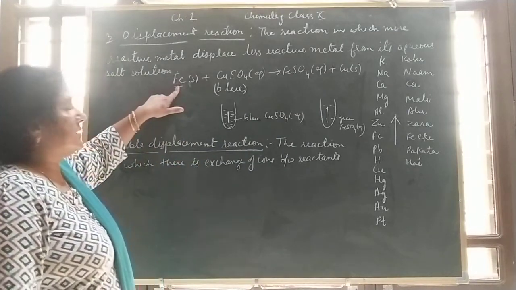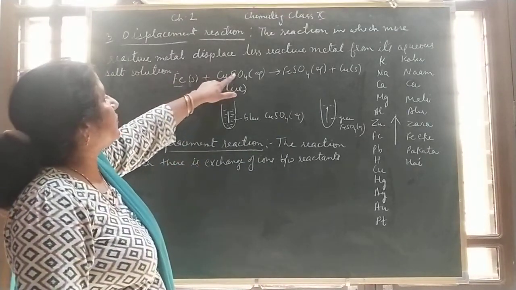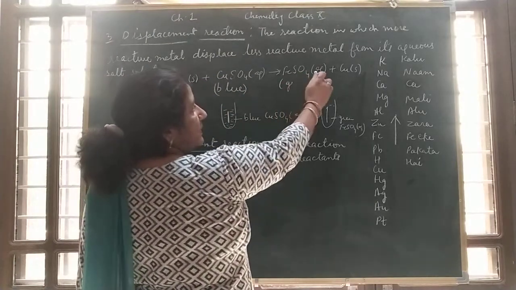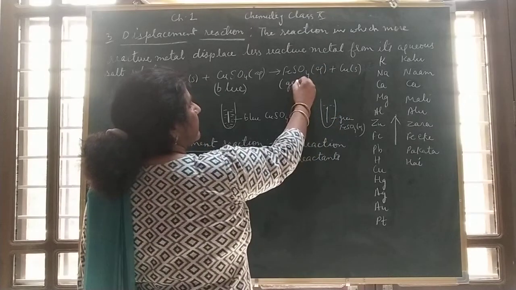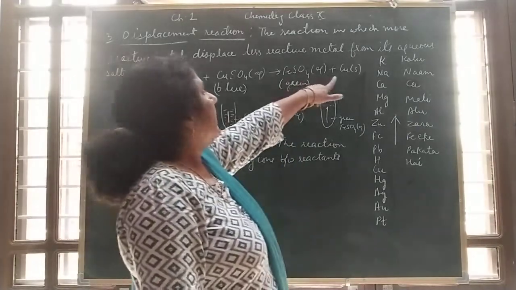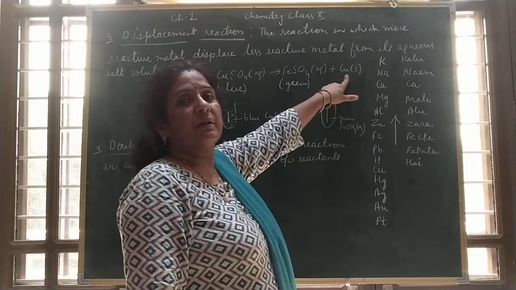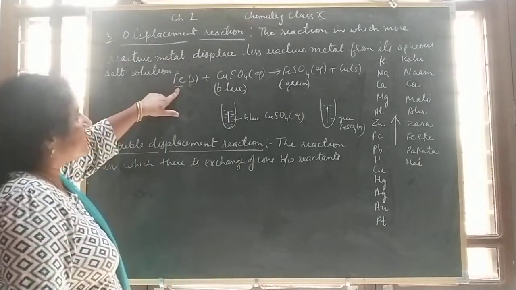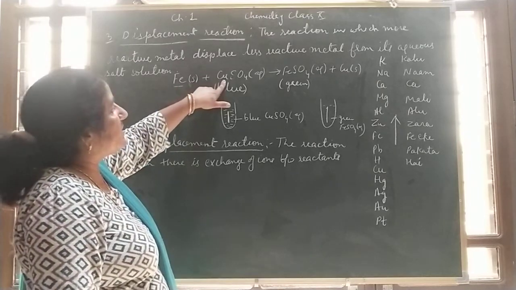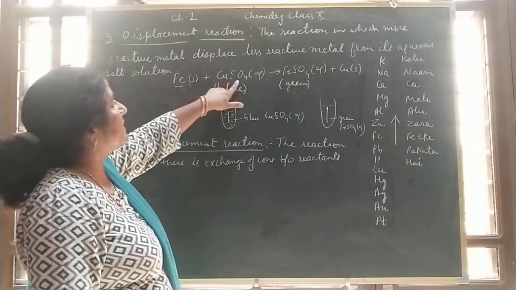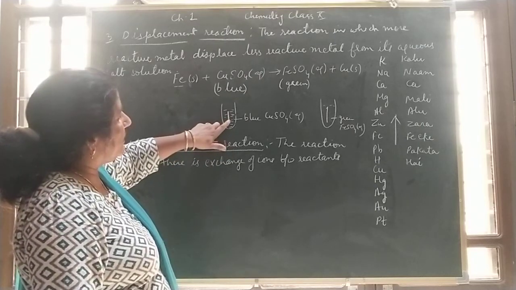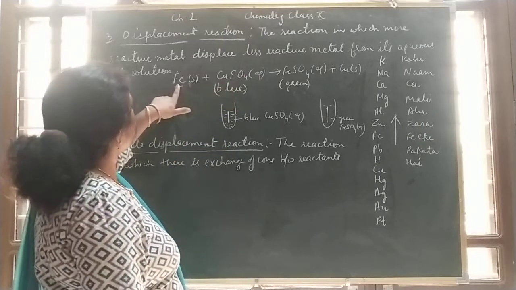Here iron is slightly green in color, copper sulfate is blue in color, ferrous sulfate is a salt, but we get here an aqueous solution, green in color. Ferrous sulfate has green color and copper is reddish brown in color. Means here iron is more reactive than copper. This iron displaces copper from copper sulfate solution. This is copper sulfate solution. This iron will displace copper from this solution, and what will happen?